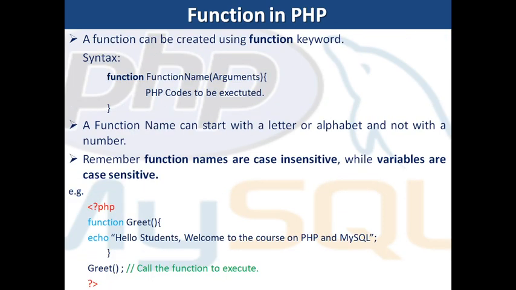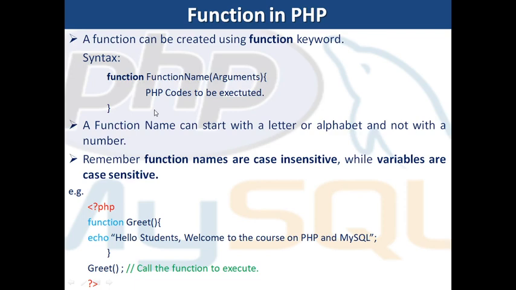How can functions be created? A function can be created using the function keyword. The syntax is function, then the function name, then arguments are passed within the parenthesis, and then the PHP code to be executed goes within the curly braces.